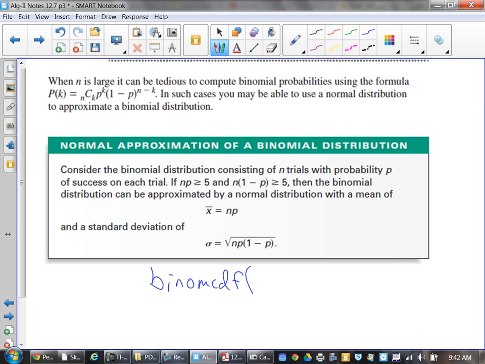Wait, so which one did we use originally? Originally, you used the PDF. The PDF is the one where, if you were storing it, you sent it to L2, and then you would just look at the list itself to tabulate. But then the CDF actually did the tabulations for you. Same thing. So what you're able to do here is take a value.